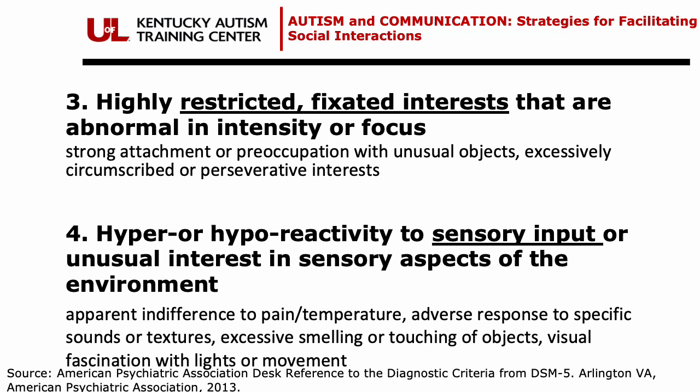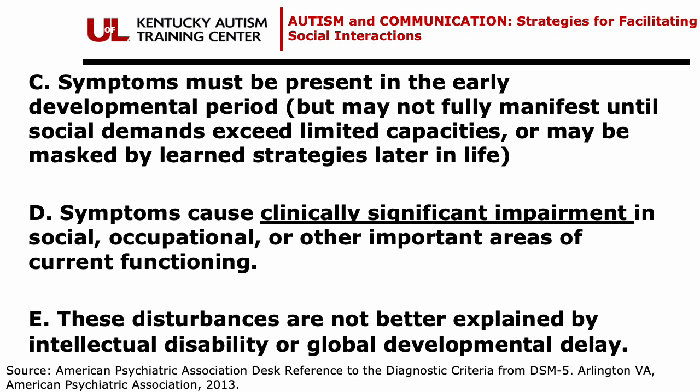Other characteristics for the diagnosis of autism include that symptoms must be present in the early developmental period. Those may not be observed until the social demands exceed the capacities for the autistic person's social language interactions. Also, we see in Part D that symptoms cause clinically significant impairment in social, occupational, and other areas of current functioning. Again, we see the word social. So again, the diagnostic criteria mention social functioning several times.